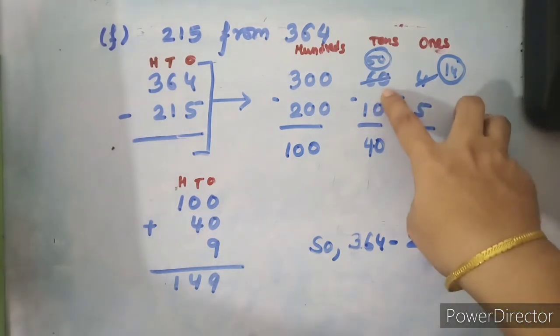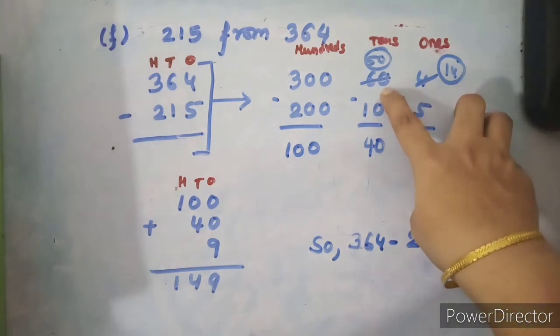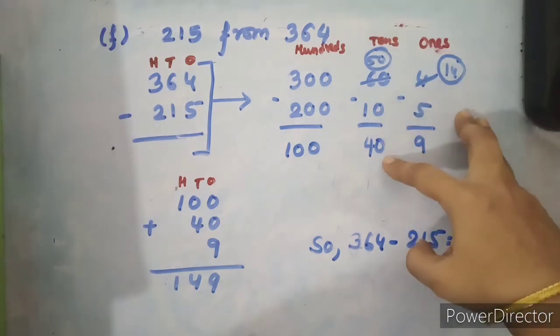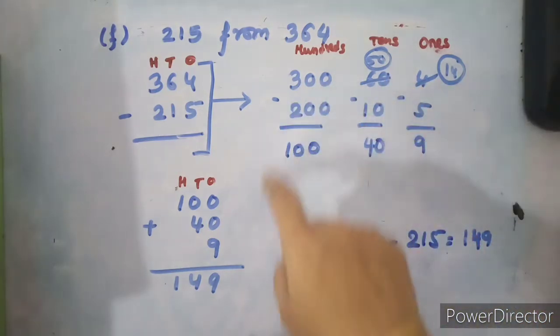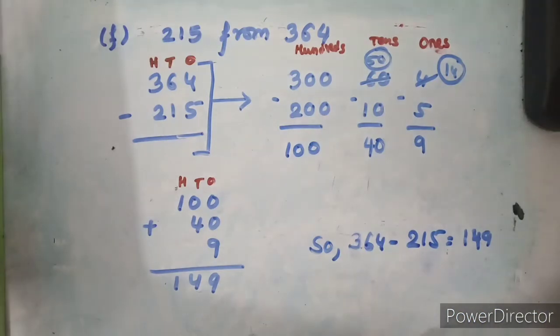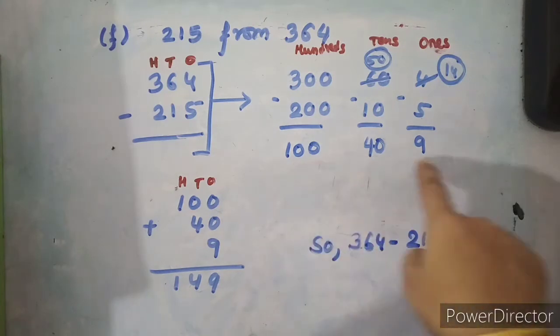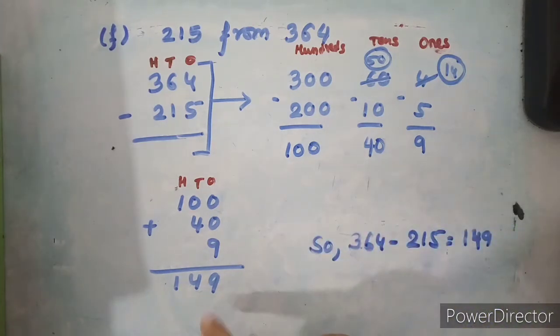Then as you have borrowed 10 from this side, so 60 becomes your 50. So 50 minus 10 is 40. And then 300 minus 200 is your 100. Okay, so you have to again add these numbers and you get 149. So 364 minus 215 gives you the answer as 149.